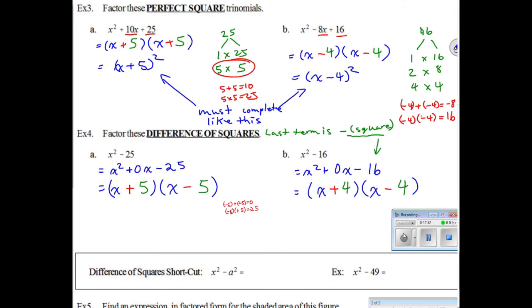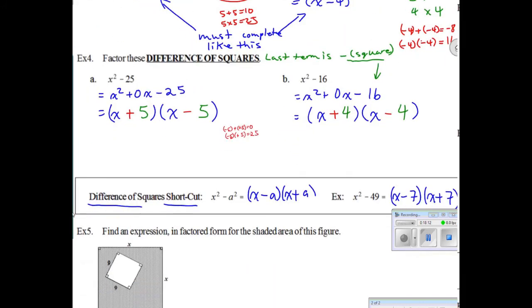Okay? Let me show you the difference of squares shortcut. Ready? If you look at x squared minus a squared, you can just write it as x minus a, x plus a, or x plus a, x minus a. It doesn't matter. Both of them are equivalent. So for example, if I look at x squared minus 49, I can just write that right away. X plus 7, x minus 7, and we're done. Easy peasy.